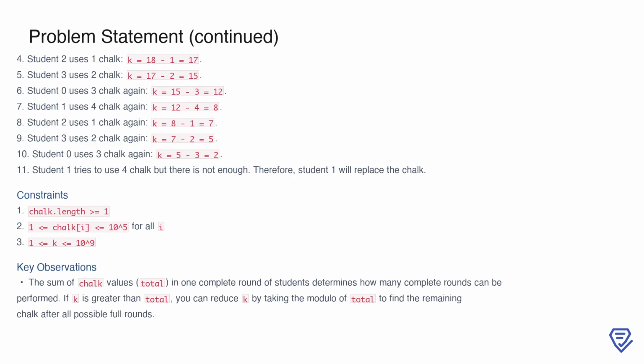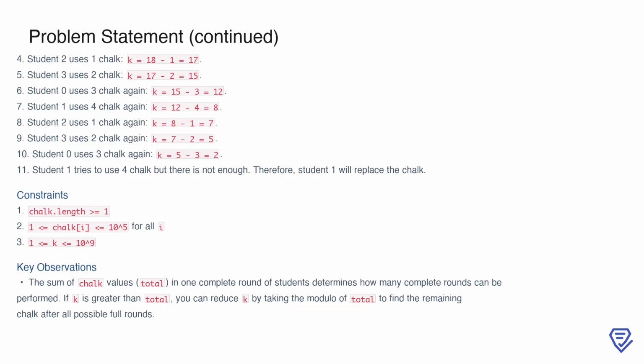To summarize the process in the second example, after multiple rounds of students using their allocated amounts of chalk, the teacher eventually runs out of chalk during student 1's turn. This is because student 1 requires 4 units, but only 2 are available. At that point, student 1 is identified as the one who will replace the chalk. This illustrates the key steps of tracking the remaining chalk and determining which student is unable to complete their turn.